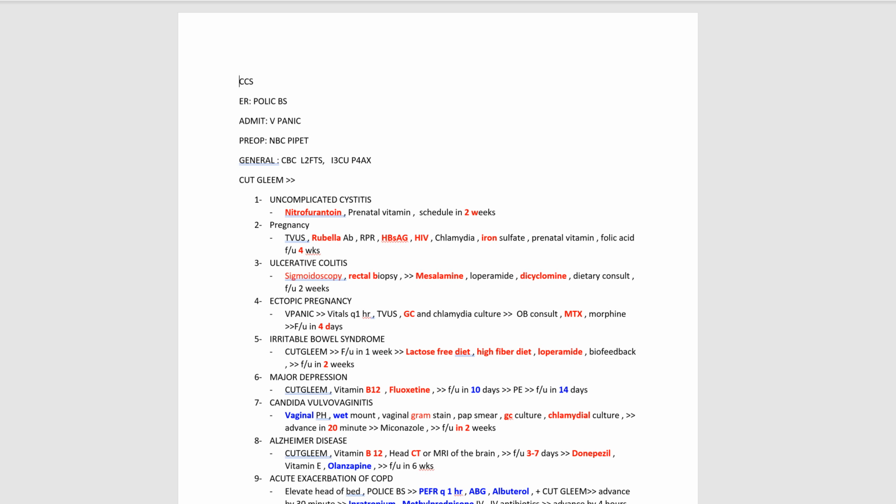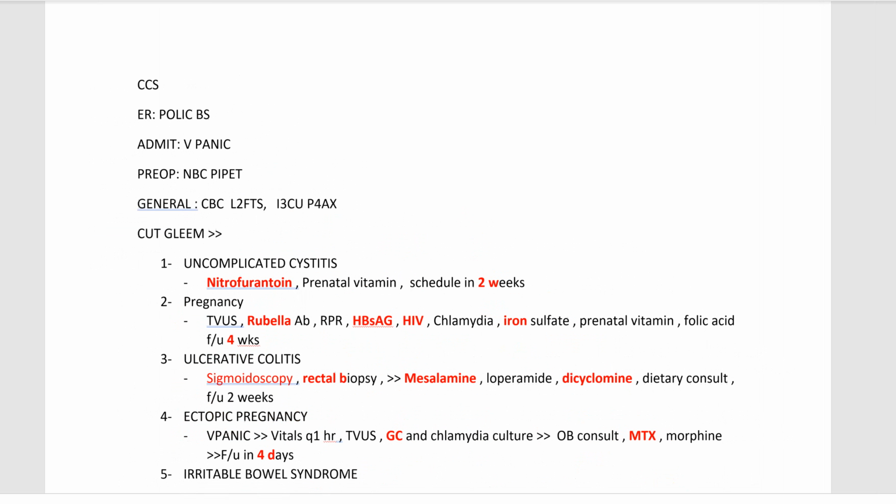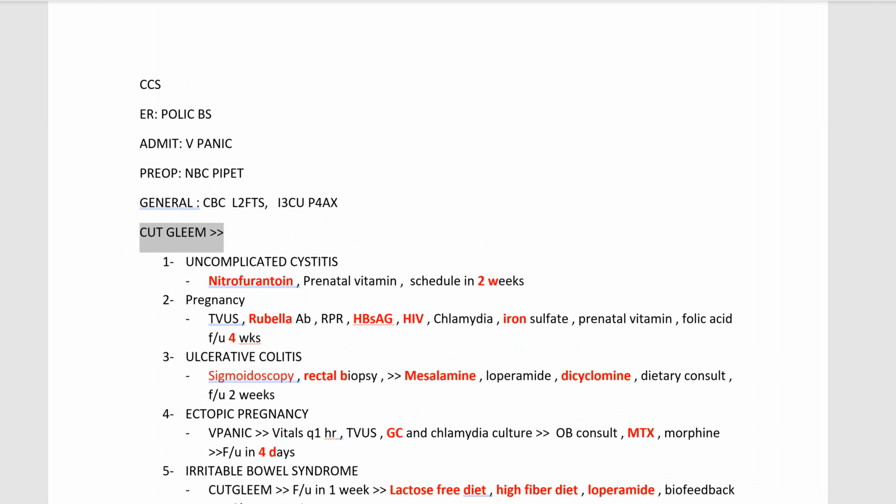Yeah, so to revise the cut glean, it's called C4. You cut the gleam, okay? So the C is for CBC, CMP, chest X-ray, and beta HCG, okay?